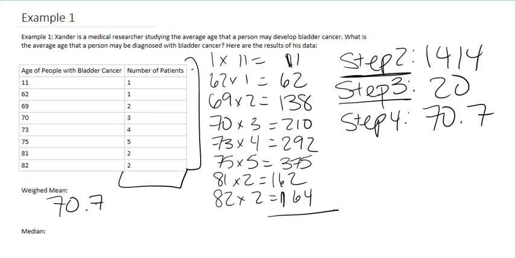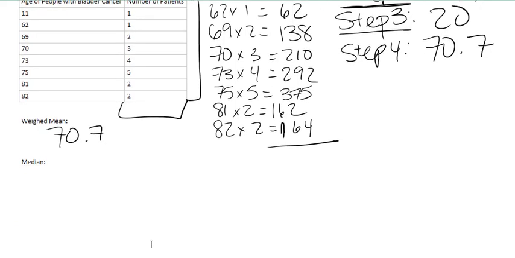Now, if you have any problems with what we just did, go back and look at the video from 4.1c on weighted mean. But right here, we just really want to get to the number for weighted mean. Now we're going to find the median. When we find the median, we are going to write out all the numbers in one line.